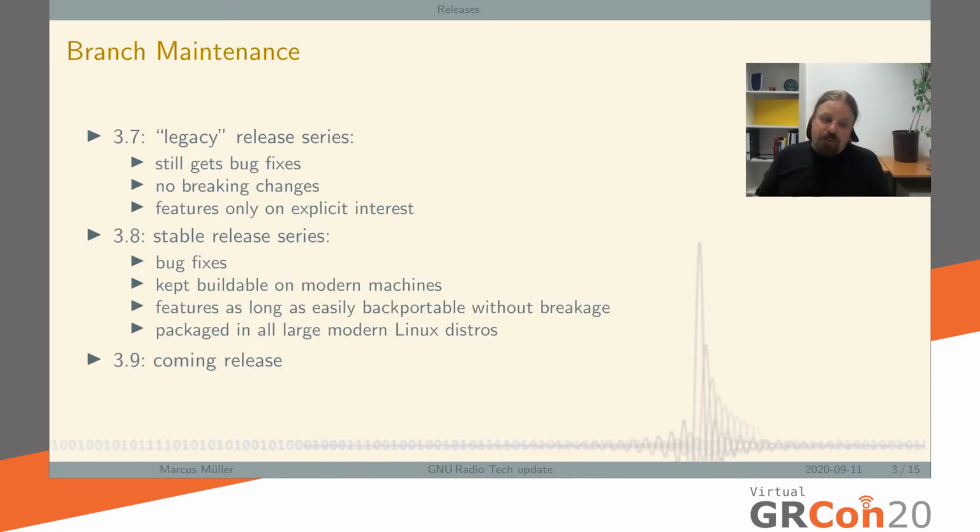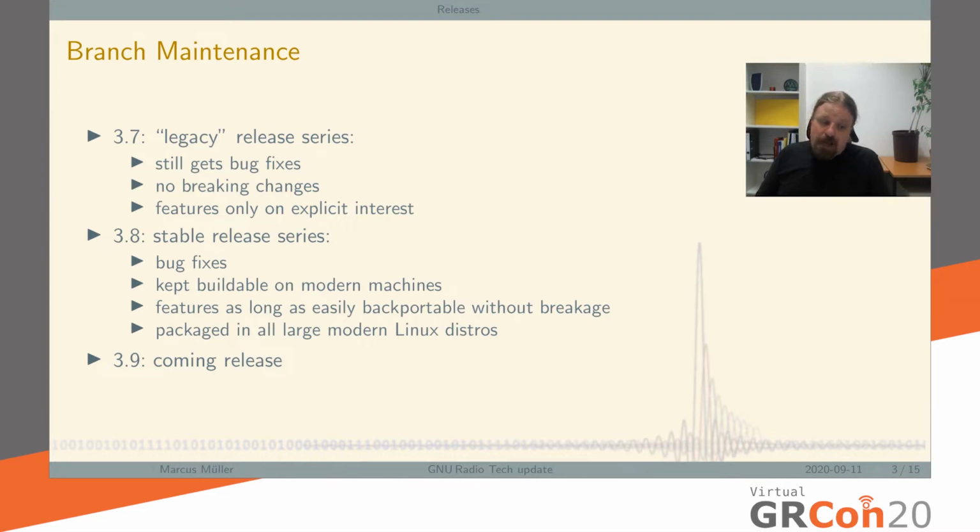So we've got 3.7, which is our still maintained legacy release series, which of course still gets bug fixes. But we're very conservative about breaking it. Why? Because it's our legacy code. There's 6 years of development depending on 3.7, and we have no intention of hurting these people. But on the other hand, we can't really add new features to that because the state of the code just doesn't allow us to efficiently extend it without breaking anything.